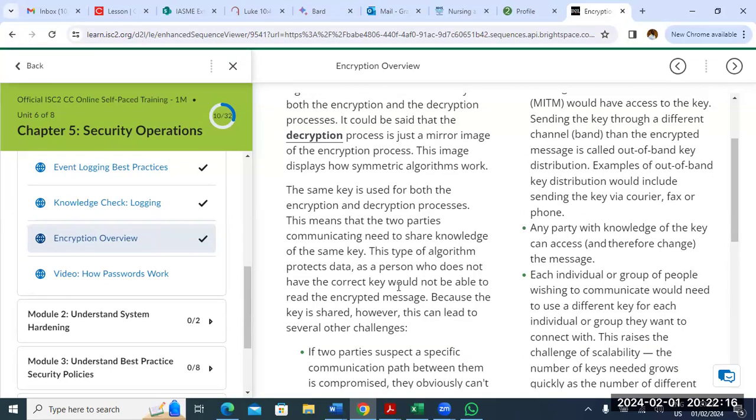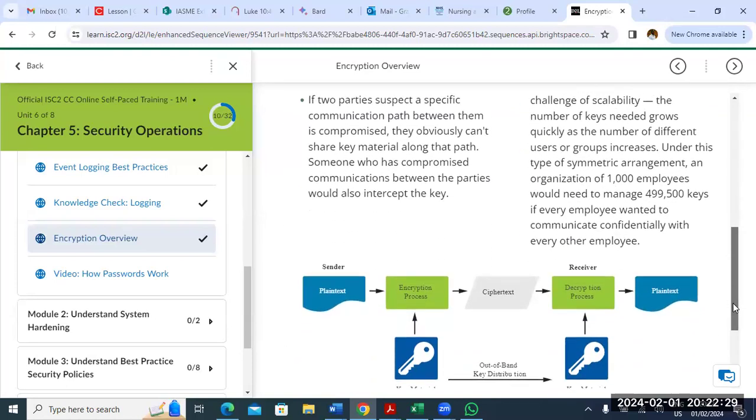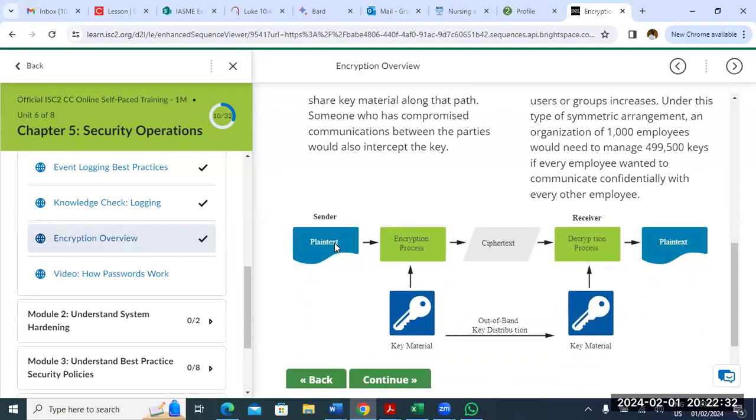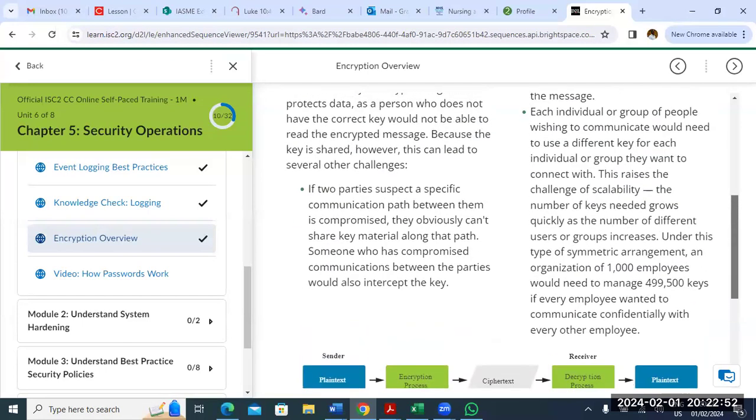This type of algorithm protects data, as a person who does not have the correct key will not be able to read the encrypted message. There's no way you can read the encrypted message because you don't have the key. So here we also have it: the sender, plain text, the encryption process takes place with key material. Then out of band is going out. So ciphertext is in between when it's in transit, then the receiver will get it and it will be decrypted and come back to plain text.